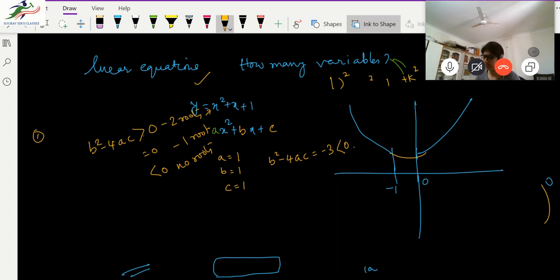Again, this is a very important concept, because you will be asked questions on quadratic equations, like how many roots it will have, how many zeros it can have, or whether it will touch or intersect the x-axis. The logic is this. All you have to remember is b square minus 4ac. Always treat the equation as ax square plus bx plus c, put the values of a, b, and c in this, and see whether it is negative, zero, or positive.